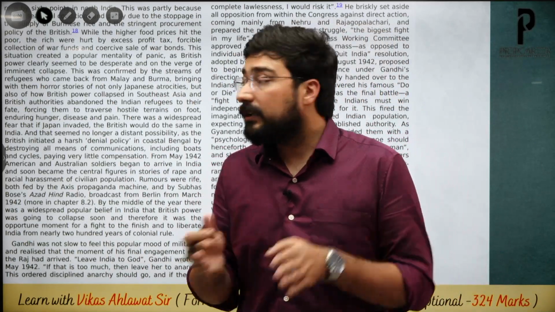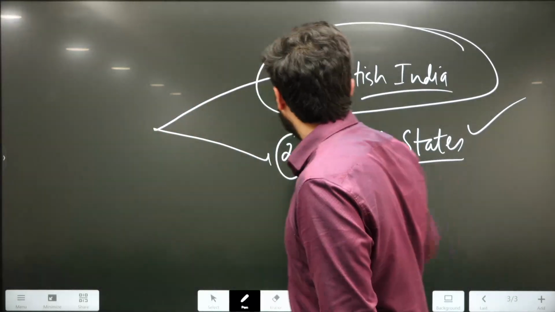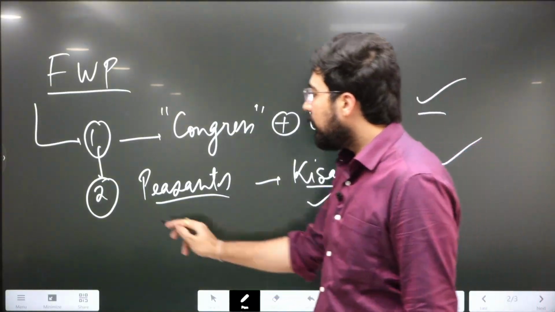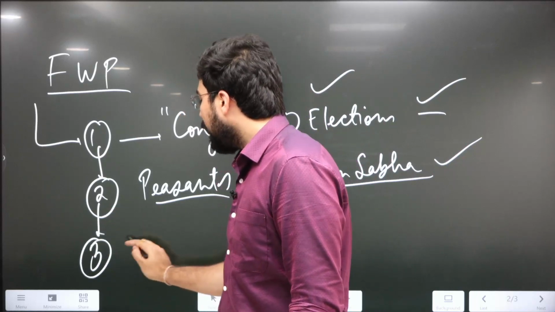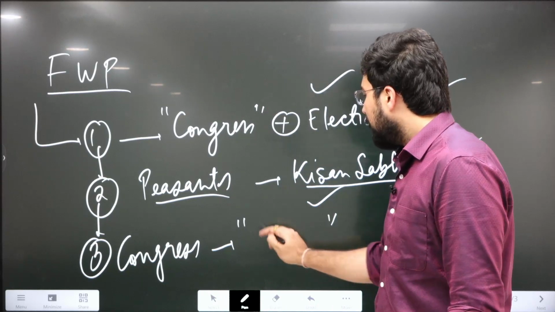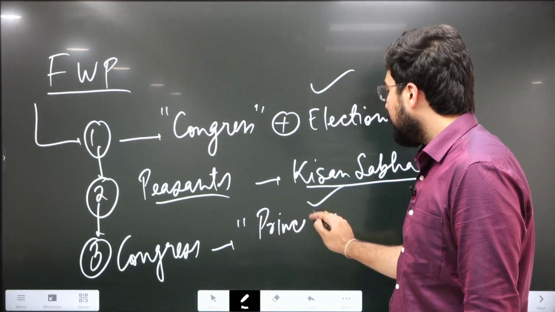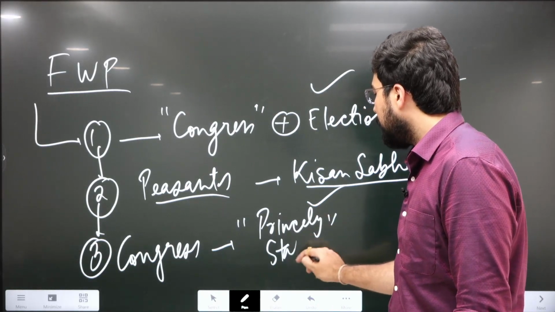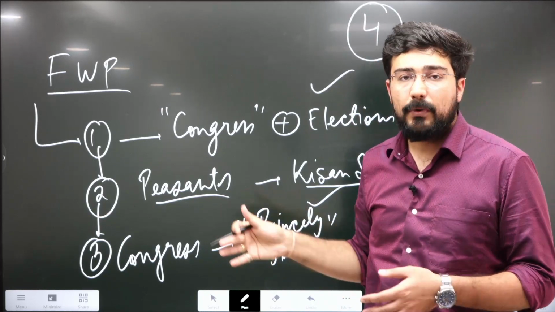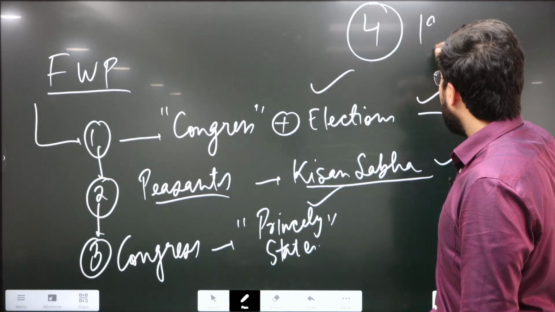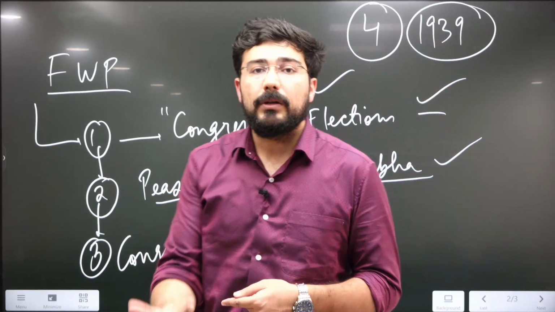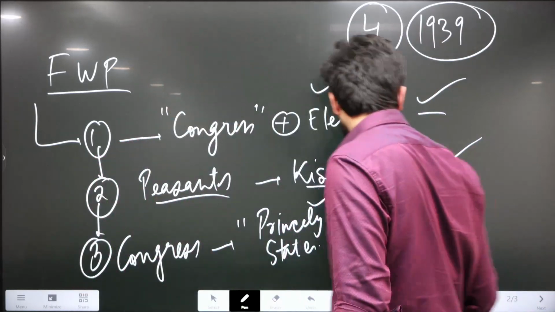In between, which other topics were we able to cover? Congress election, Kisan Sabha movement. Then third, the Congress policy towards the princely states. This is before independence. Fourth, how the war from 1939 was going to bring in new variation. This can be a probable question, like I have talked about in the beginning itself.